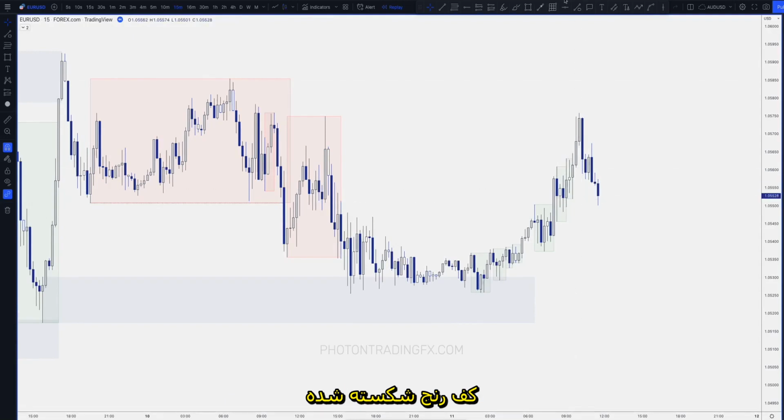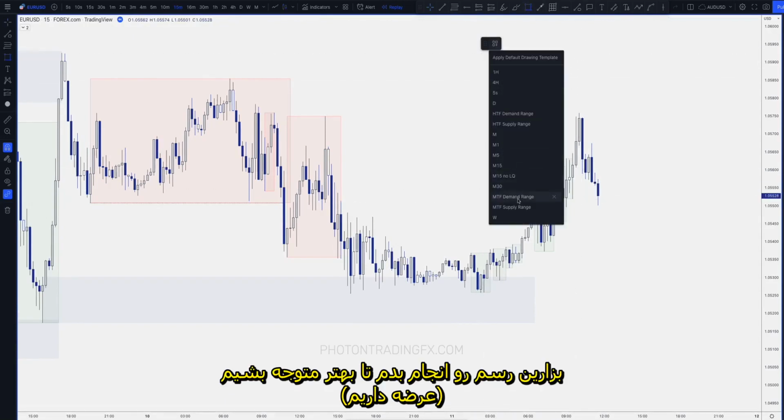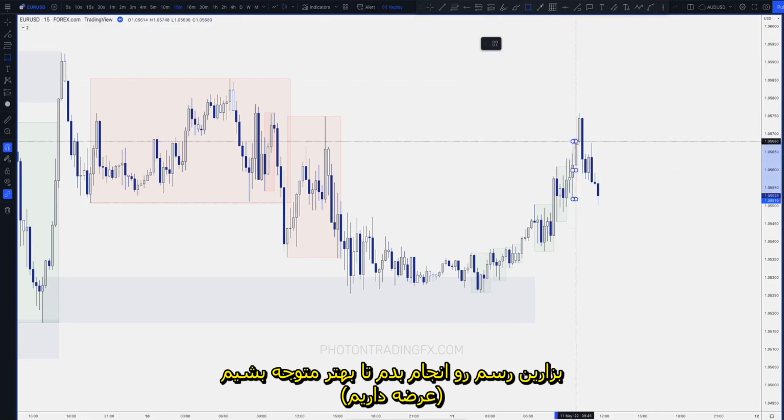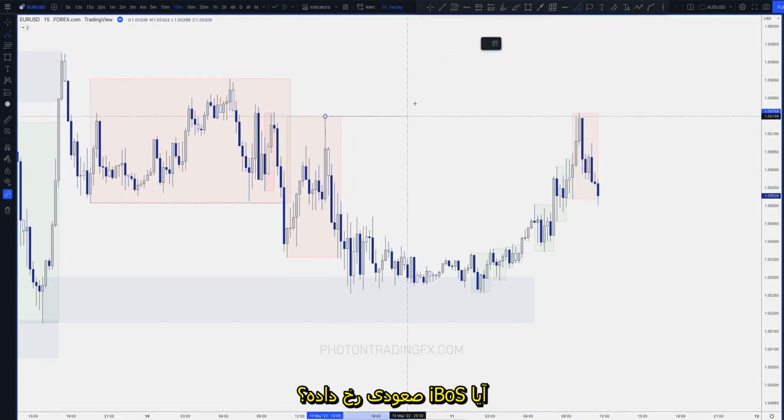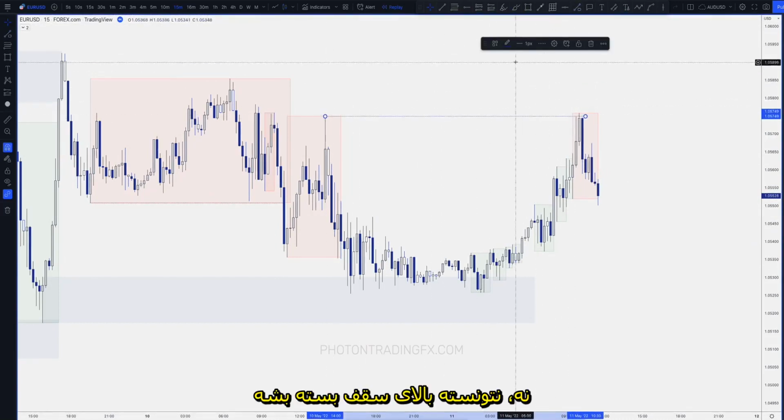So you see how we break the low of the range? So what's happened here? So let's draw this on as our supply. Just see what's going on. So from the high to the low, and we drag it across. So we can see that this bullish order flow has been disrupted. Did we get a bullish IBOS? No, we failed to close above it.